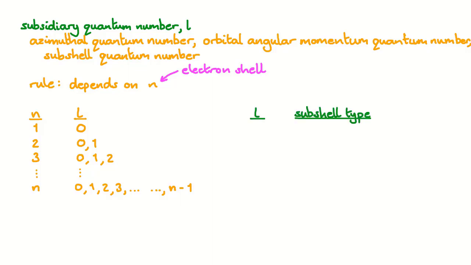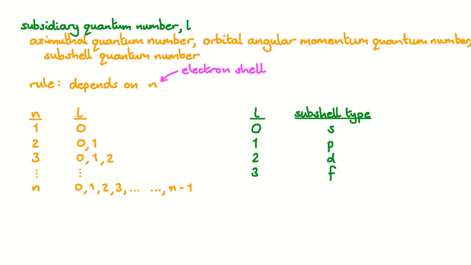Each value of L corresponds to a certain type of subshell. A value of 0 for the subsidiary quantum number indicates an S-type subshell. 1 corresponds to a P-type subshell, 2 to a D-type subshell, and 3 to an F-type subshell. We could go higher, but it's not that relevant.